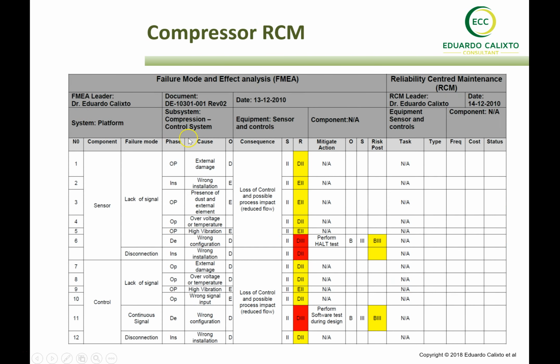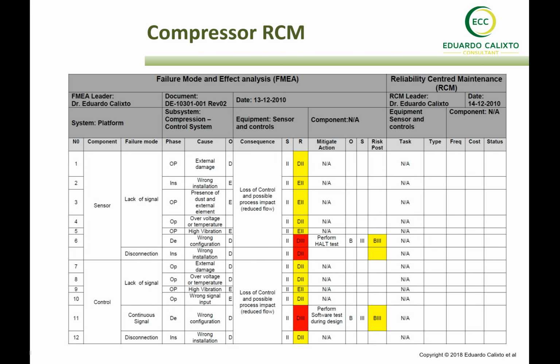Let's see another component. Another system that's important for the compressor is the so-called safety instrument function. The safety instrument function has the objective to bring the compressor to a safe condition whenever some unsafe condition is triggered in the process. That means high vibration or high temperature or even high flow.